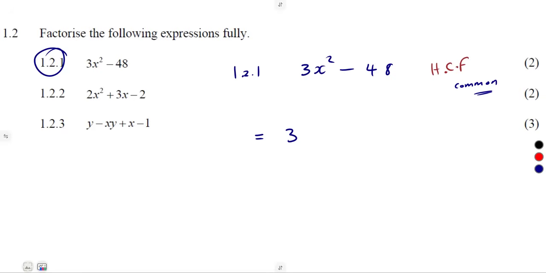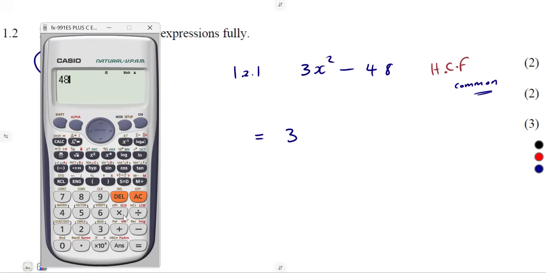3 is there in 48. If we divide 48 by 3, we can see that we've got a whole number. That is 48. In 48, we have a 3. That is what it means.